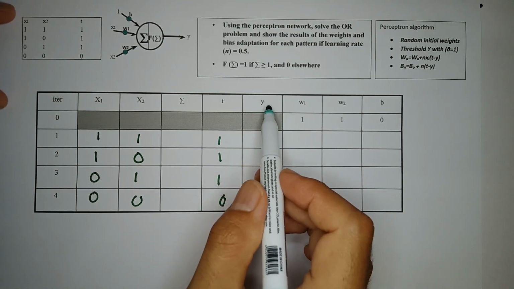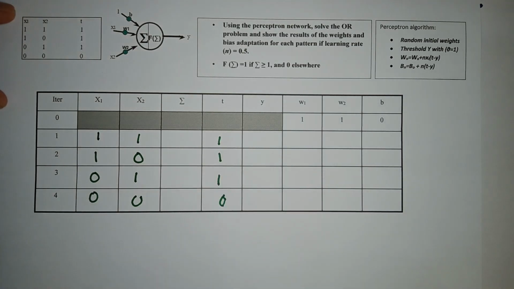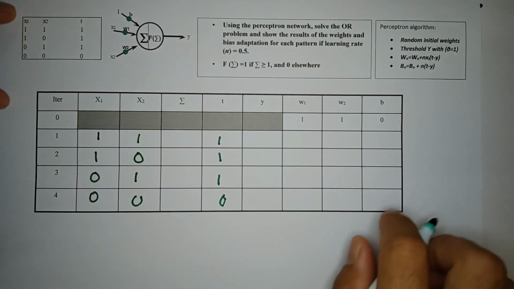Previously, we just took y to be equal to t straight away, but not in the perceptron. So now, how do we perform the training process?